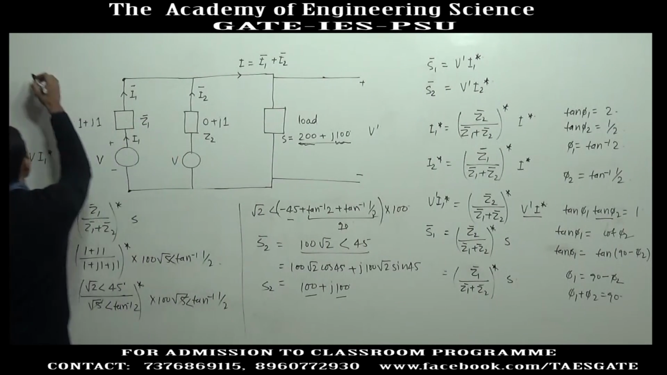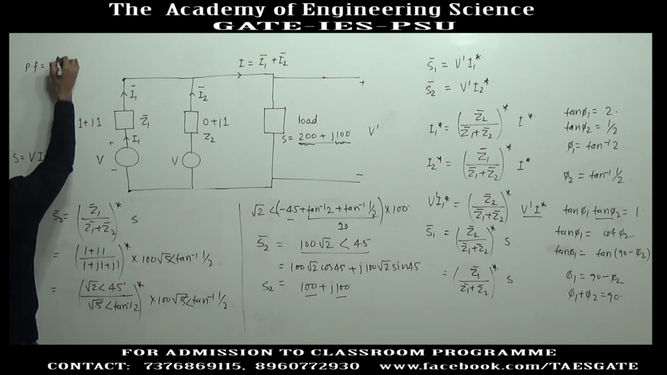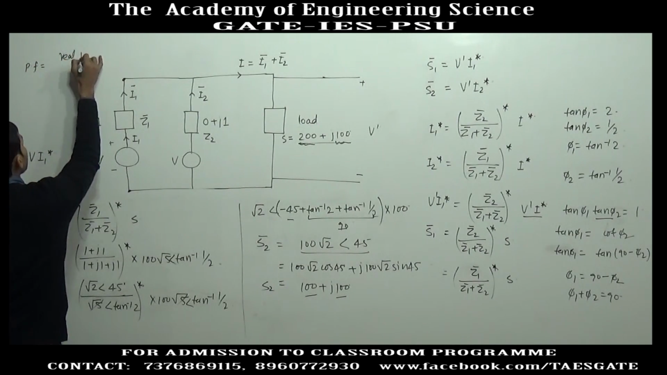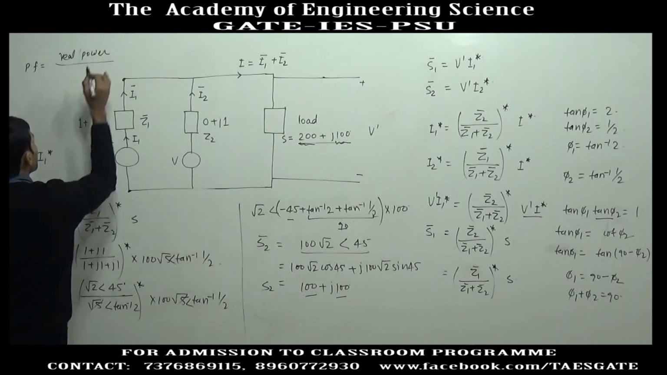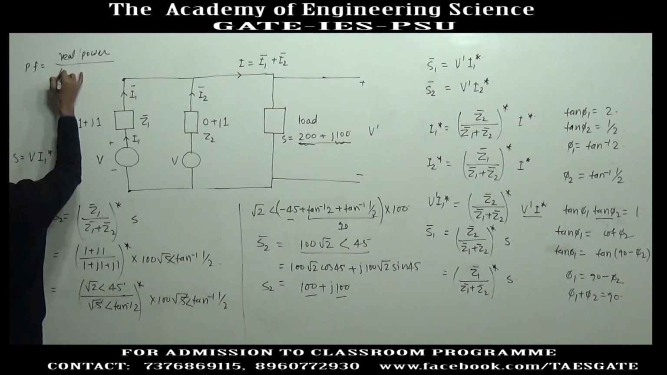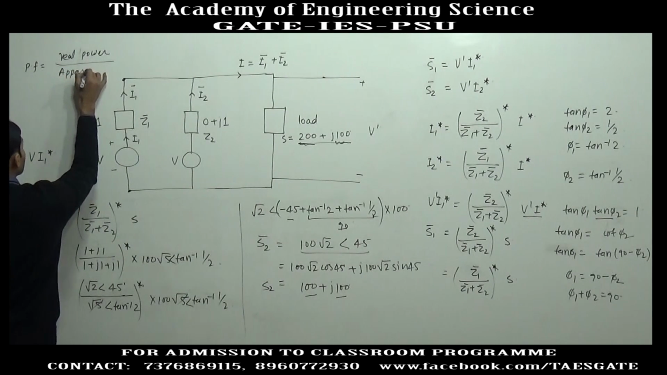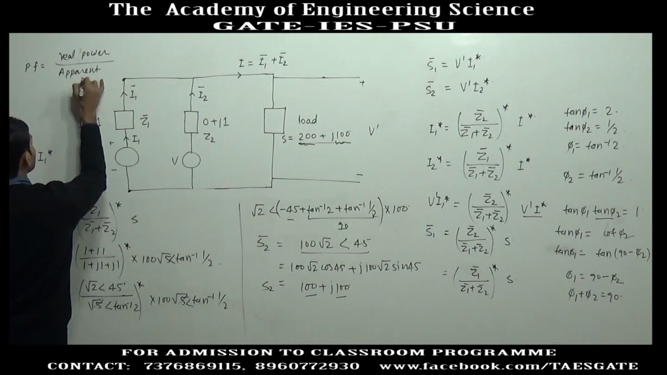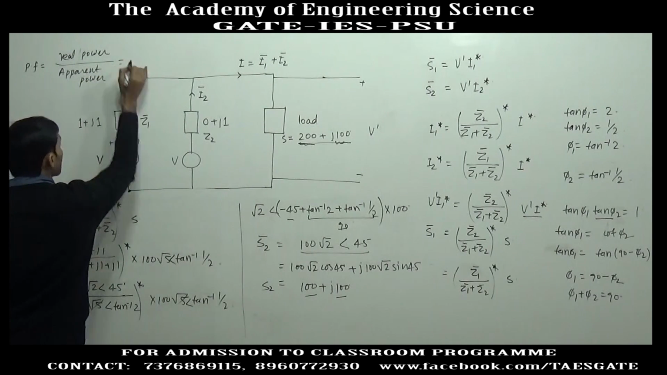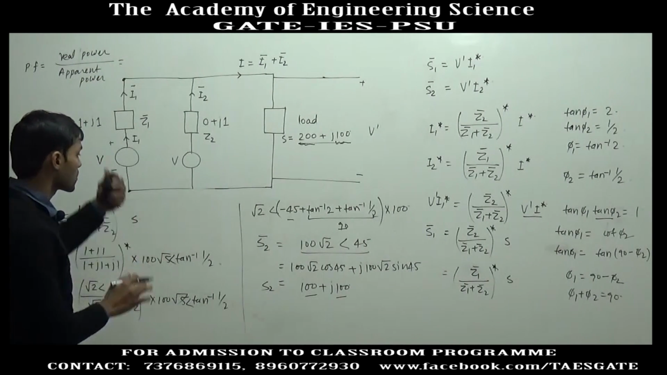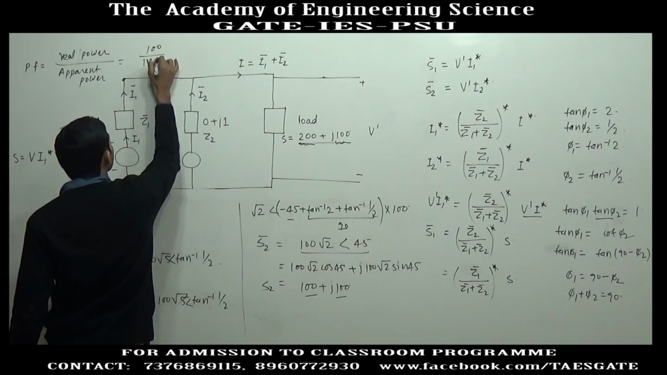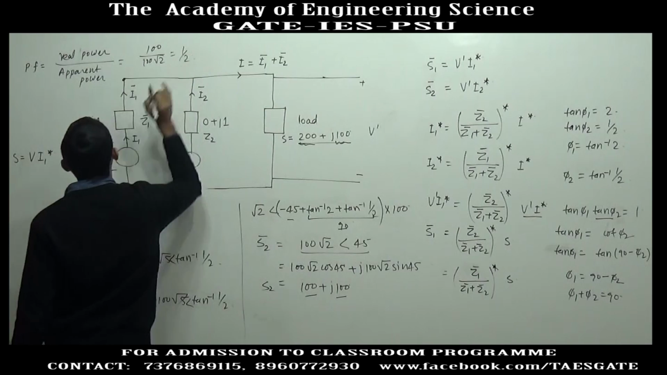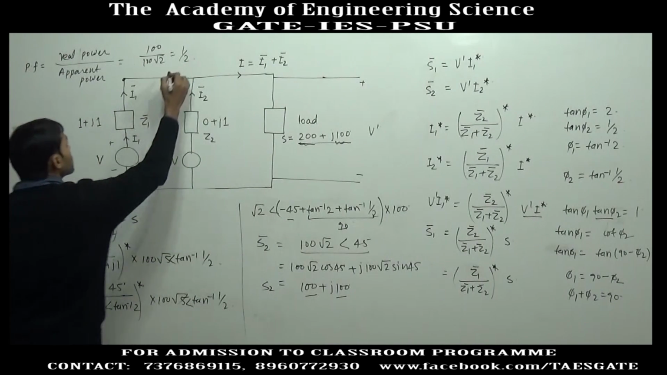Power factor is equal to real power divided by total apparent power. Power factor at which generator 2 operates will be equal to 100 divided by 100 root 2, that is 1 by root 2.